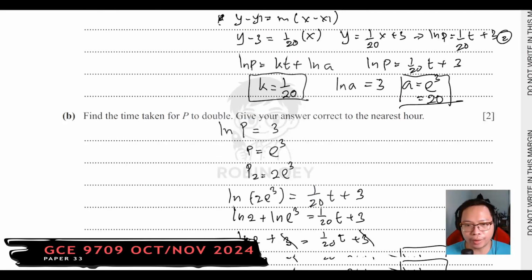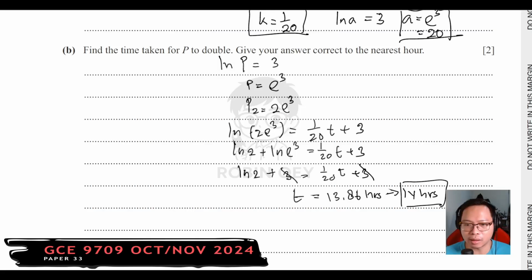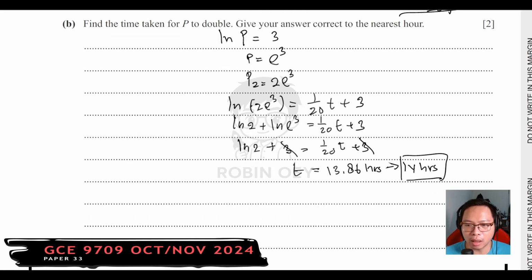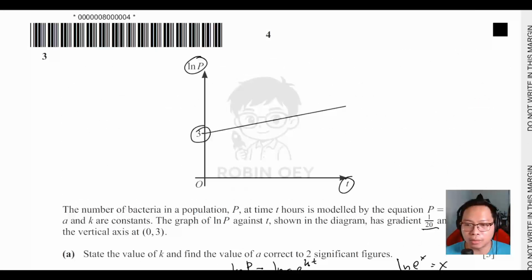For the second part, first we have to find the original value of P, which is e cubed, and we input that into the original equation for ln P. Then we solve that, and the final answer is 13.86 hours. When we round, it will become 14 hours. That is it for number 3B.